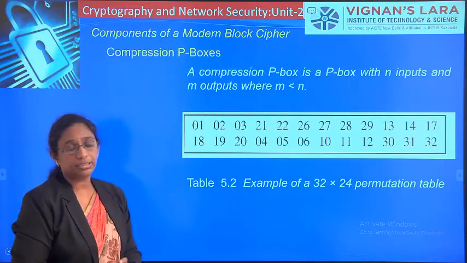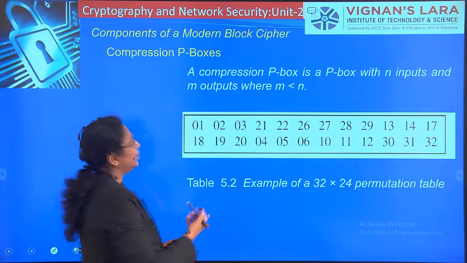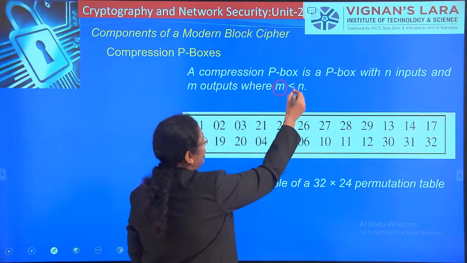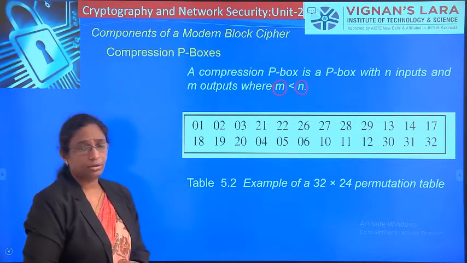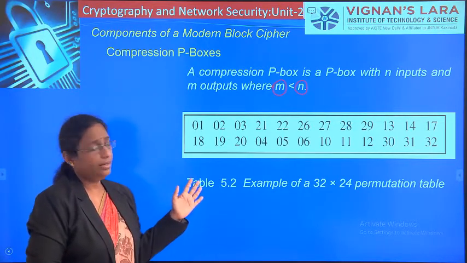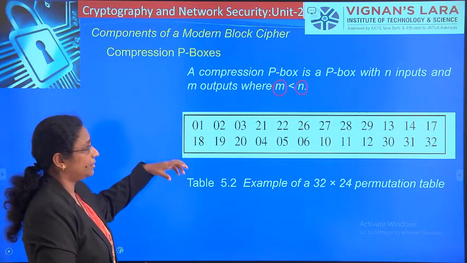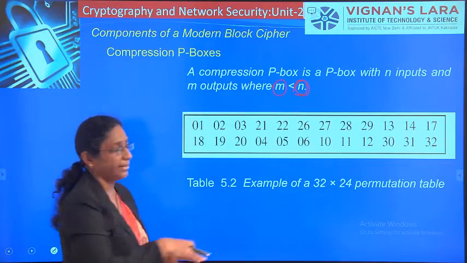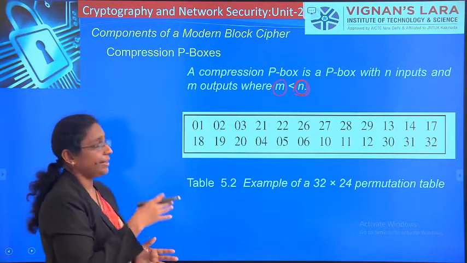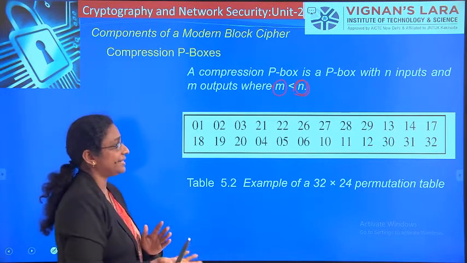Compression. The third type is your compression P box, where the number of inputs will be more and the output number of bits will be less. So here m will be less than n. You will be giving n bits, and you will be getting output as m bits, where m is less than n.